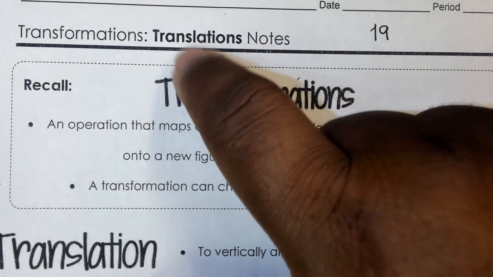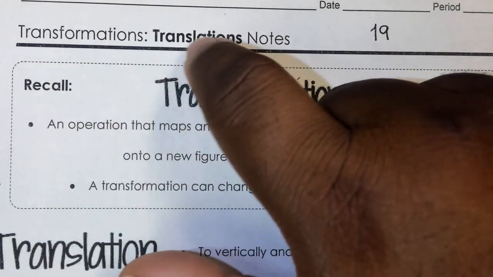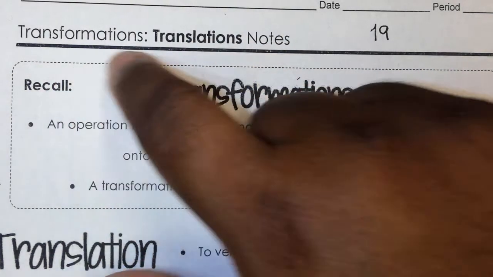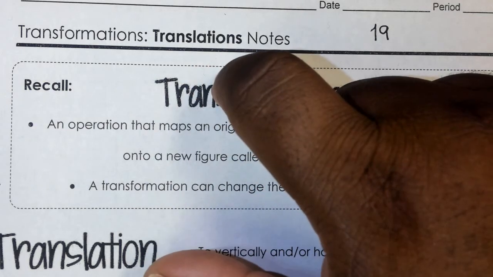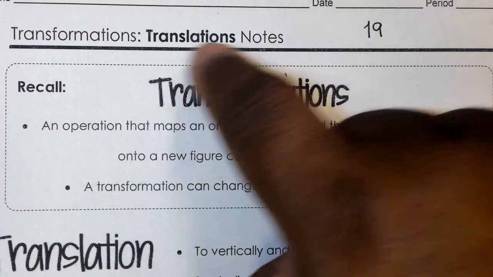Don't get these 2 words confused. These are 2 different words. Transformation is the overall arching thing of the unit. Translation is just a single type of transformation. There's 3 that we're going to do: the translation, reflection, and the rotation. You're just doing translation today.